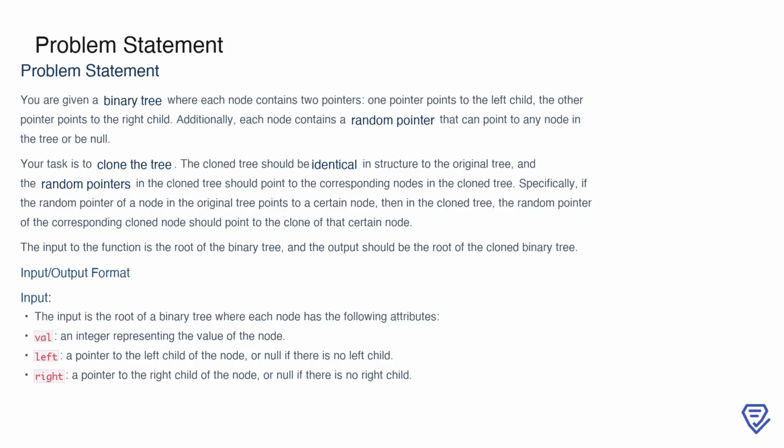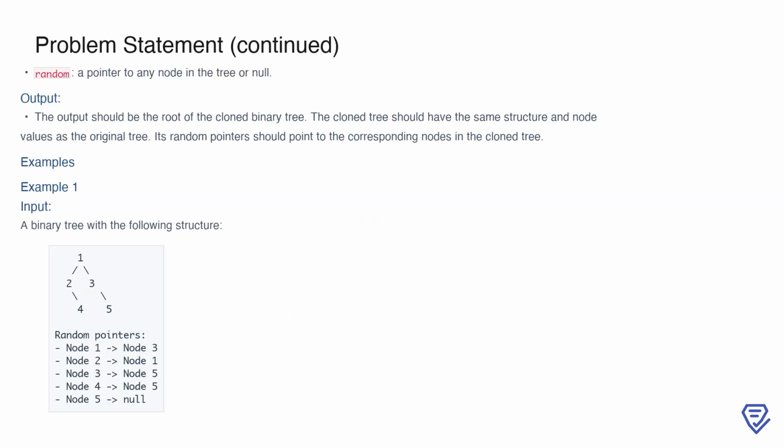You will be given the root of the original binary tree as input, and your function must return the root of the clone tree. The input format specifies that the root of the binary tree will be provided, with each node containing three attributes: the value of the node, a pointer to the left child, and a pointer to the right child. Additionally, each node has a random pointer, which can point to any other node in the tree, or it can be null. The output of your function should be the root of the cloned binary tree.